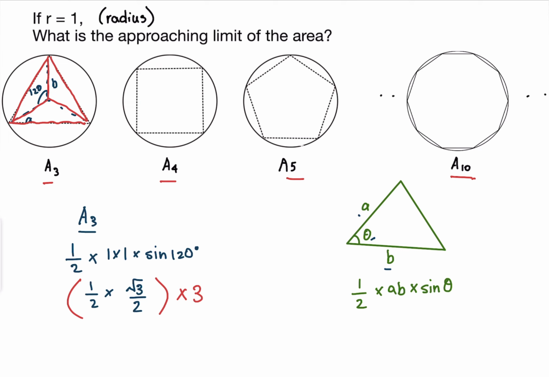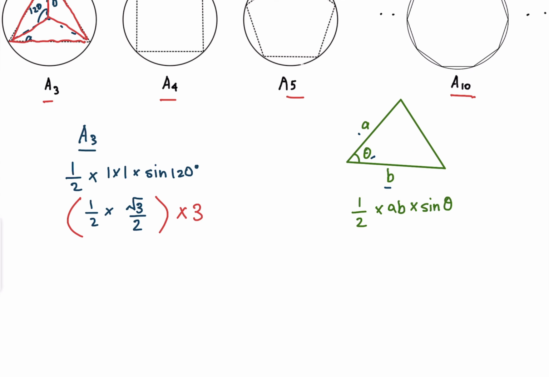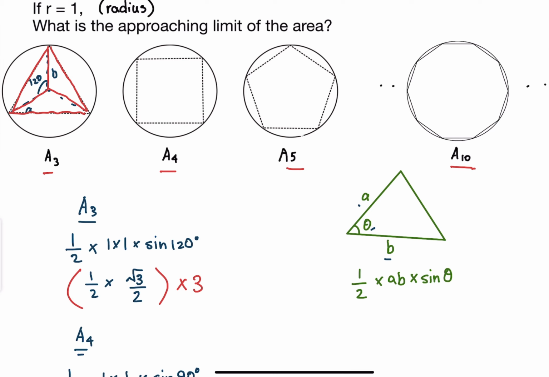Now let's do the same thing for A4. For A4, the only difference is going to be the value of theta and the number of times we multiply it by. So that would give us 1 by 2 times 1 times 1 times sine 90, because it's being divided into 4 parts. So 360 divided by 4 gives us 90.